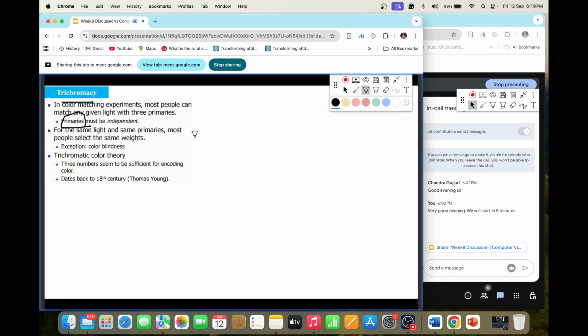For the same light and same primaries, most people select the same weights, and the match can be formed by a linear combination. For example, if I want this target color, I can make it with R, G and B with some weight associated with each. I give W1 weight to R, W2 weight to G, and W3 weight to B, and by that I can get the color that I want. It is a linear sum: W1R plus W2G plus W3B, and by that we can get any color.